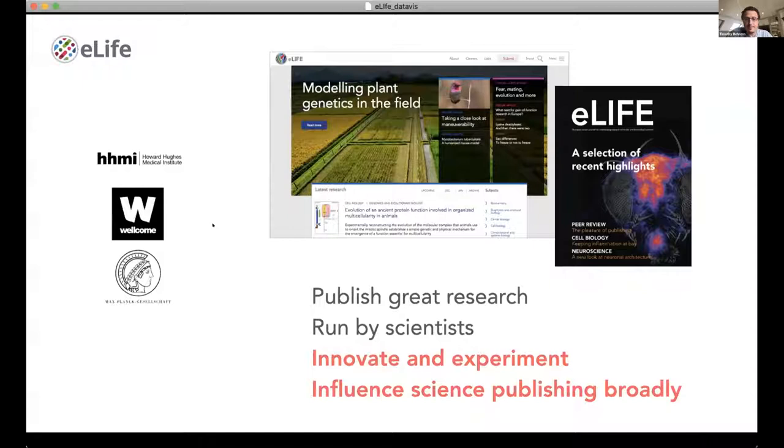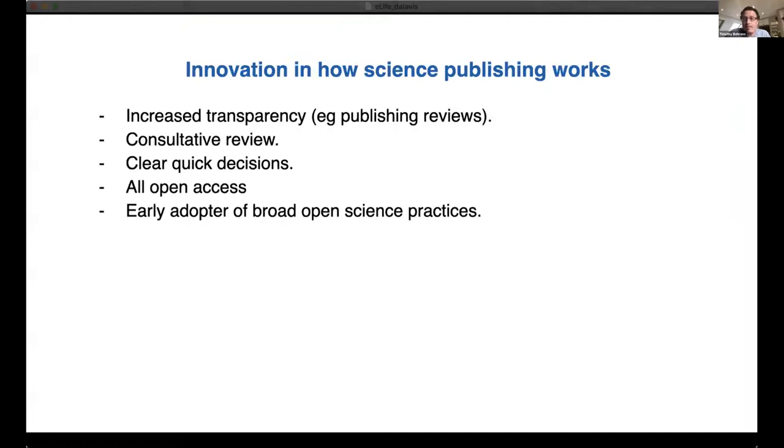We innovate in how science publishing works. And so we put a lot of effort into increasing transparency in peer review, into making new ways of peer review working, consultative review, which leads to quick and clear decisions for authors and reduces the time in revision. Many of you may have experienced that working with eLife. We are a big promoter of open science, so everything we do is open access, and we were a big early adopter of broad open science publishing.